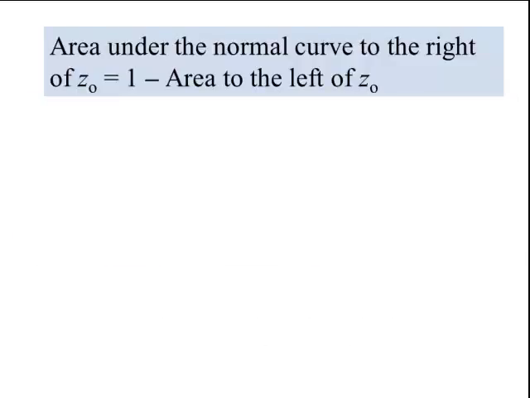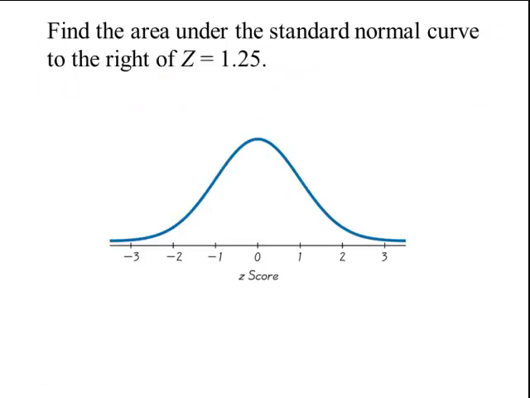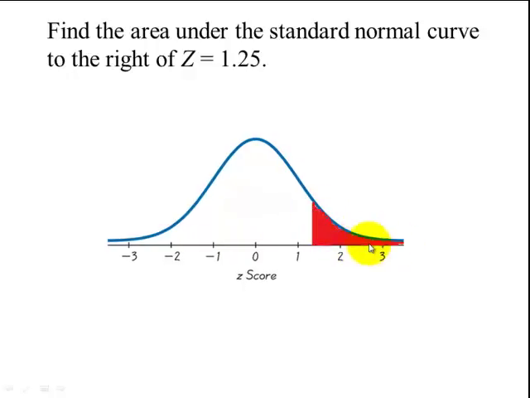Now if we're wanting to find the area to the right of a z-score, we have to do 1 minus the area to the left of the z-score. Let's do an example. Find the area under the standard normal curve to the right of z equals 1.25. Now 1.25 is in the positive direction, it's above the mean, and this time we want the area to the right. Table 5 gives us the area to the left. So once we find this value, we simply do 1 minus, and that will give us the desired area or probability.